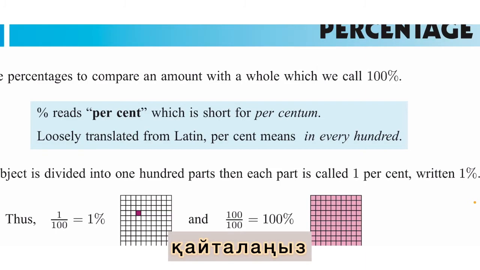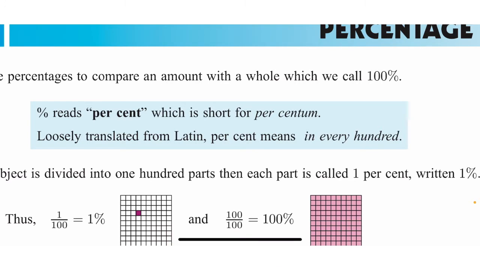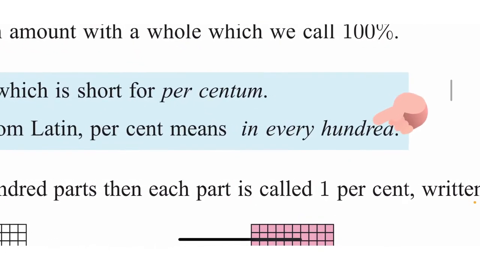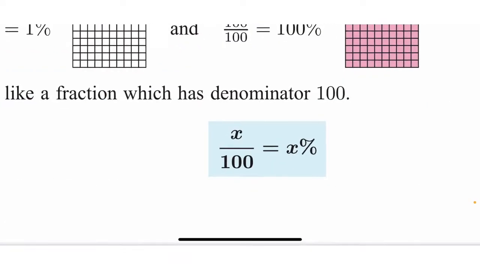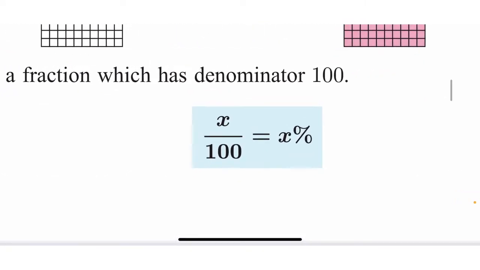Let's repeat it. It reads as percent, which is for percentum. Percent means in every 100. Percentage is like a fraction. x over 100 equals x%.